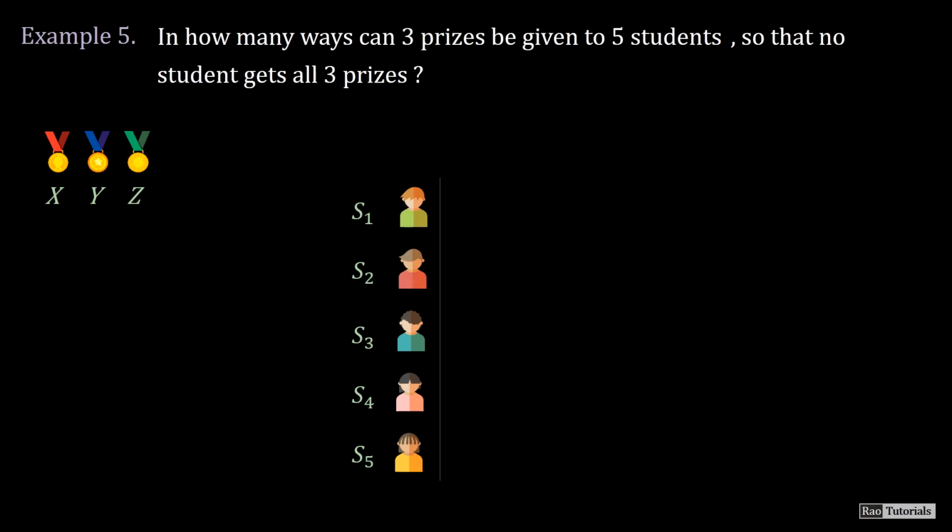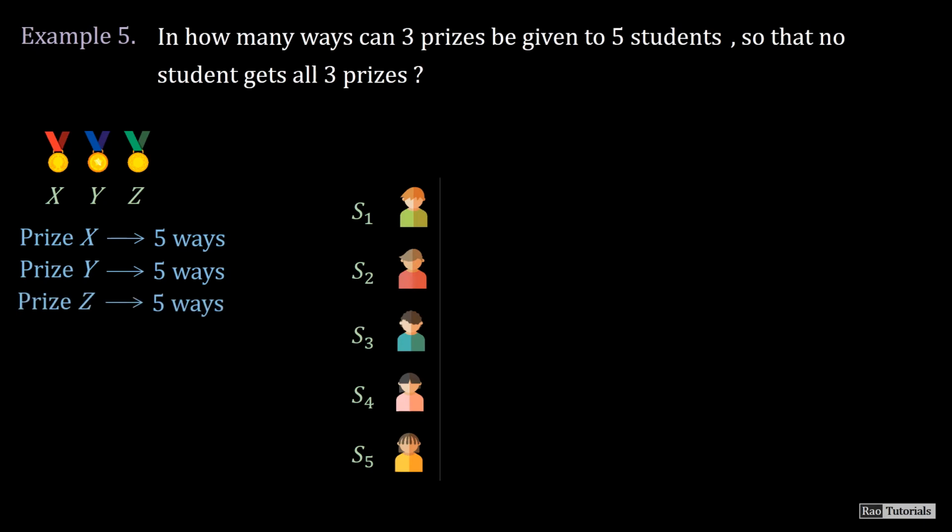Okay. For the time being, let us ignore the given condition that no one receives all 3 prizes and distribute freely without any restriction, giving any number of prizes to anyone we want. So we can give prize x in 5 ways to any one of the 5 students. Also prize y can be given in 5 ways, not worrying about any condition as to who receives how many. Similarly, prize z can be given in 5 ways. So total number of different ways of distribution without any restriction is 125.